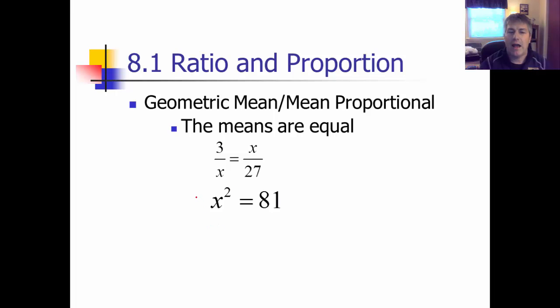And then we want to solve for x, so we can take the square root of both sides, and the square root of x squared is x, and the square root of 81 is 9. But since we're taking the square root of both sides, we always do plus or minus. So x could be positive 9 or negative 9. So be careful when square rooting both sides. Make sure you do the plus or minus. So, there's an example of finding the geometric mean or the mean proportional. So a little bit more vocabulary for you to make sure you have that in your notes as well.